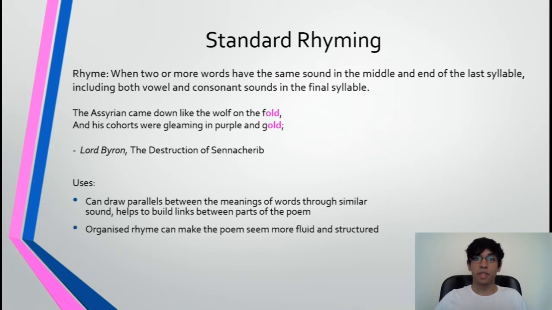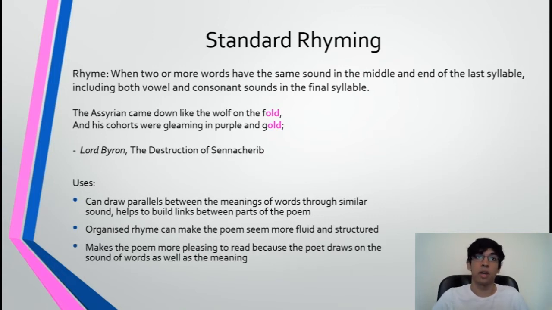Another thing about rhyme is that it can help make the poem seem more structured and more organized, sometimes more fluid as well, more easy to read. In Lord Byron's The Destruction of Sennacherib, he uses a consistent kind of rhyme. He uses rhyming couplets and he uses a certain meter, a certain length of each line, and it's organized in this way so it makes it easy to read and the rhythm is consistent and flowing.